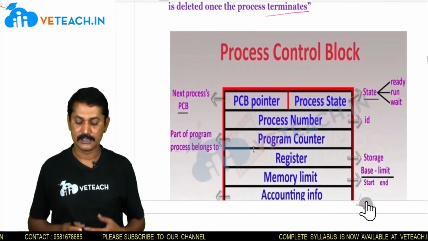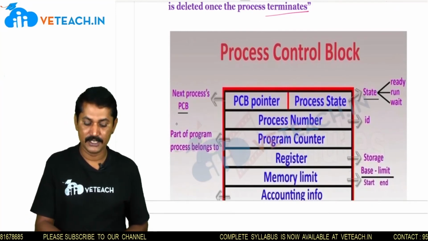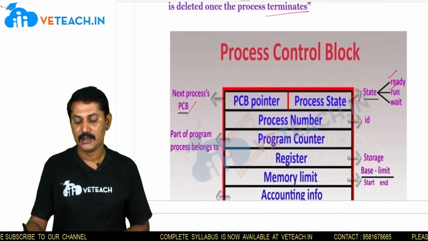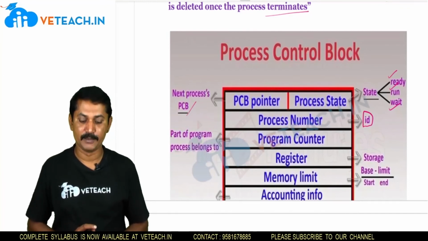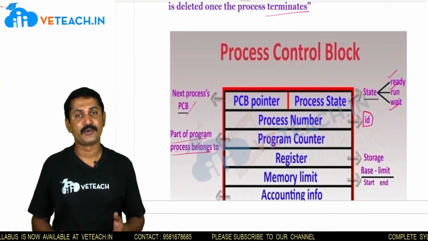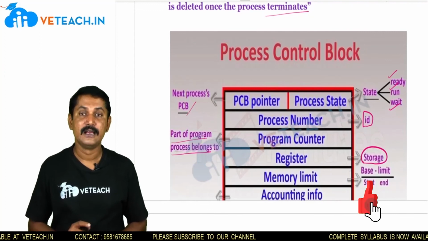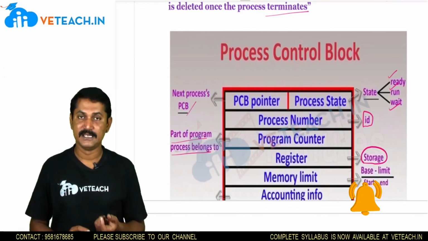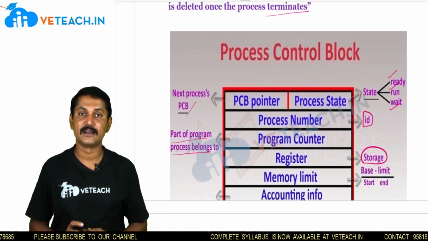Here you can see some more extra information in the picture about the PCB. Here you can see the pointer, which gives the next process PCB, and the process state. That means there may be different states: ready, run and wait. Process number is nothing but what we defined as the unique identification number of a process. Program counter, the part of the program the process belongs to, that means instructions. Here the registers are used for storing the different data about the process as well as the output. Moreover, these registers are used for the execution, for the storage, and for generating the result also.